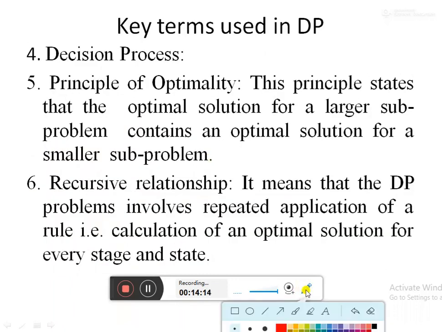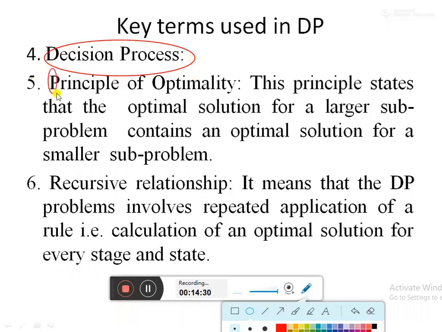The next term that we would use is the decision process. So decision process is nothing but the combination of the activities or steps taken to solve the given problem, or to calculate the optimal solution of the given problem.